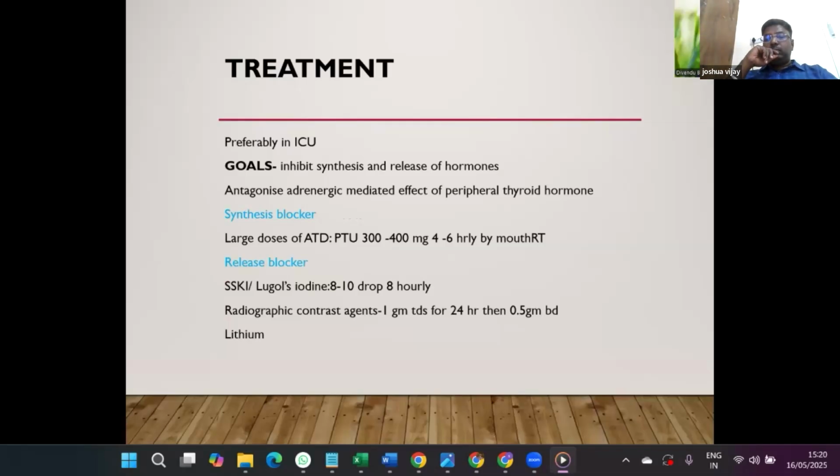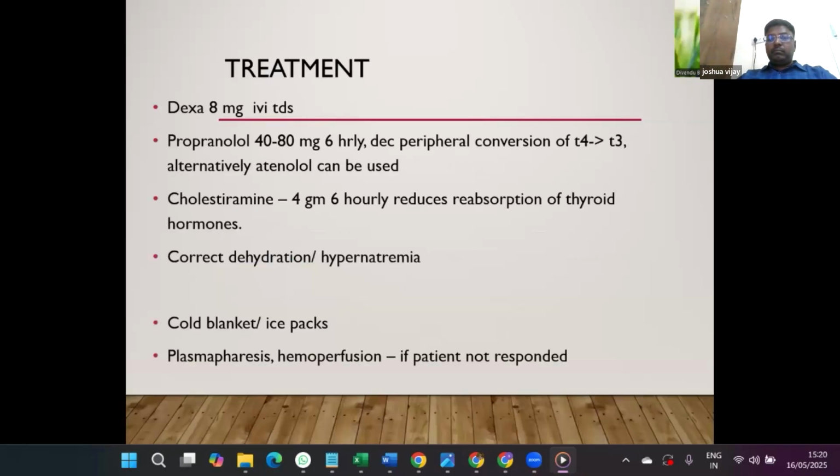We can use Lugol's iodine, 8 to 10 drops 8 hourly, if easily available. If Lugol's iodine is not easily available, we can use the radiographic contrast agents, which are easily available in radiology, 1 gram TDS for 24 hours, then 0.5 gram twice a day. And lithium we can also use. Other treatment includes dexamethasone 8 mg TDS, and propranolol, which inhibits the peripheral conversion, 40 to 80 milligrams 6 hourly.